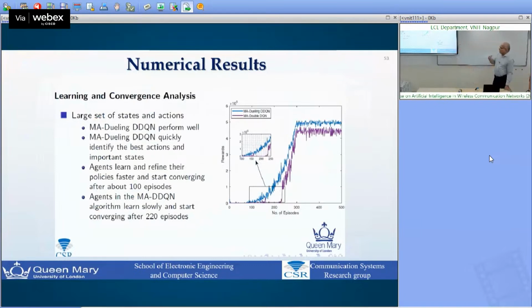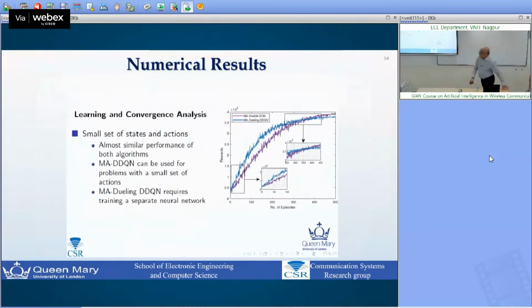To converge faster, this dueling operation is done in the DQN. Earlier we learned that we have double DQN to avoid the overestimation problem. Now we have dueling to avoid insignificant states and insignificant actions.